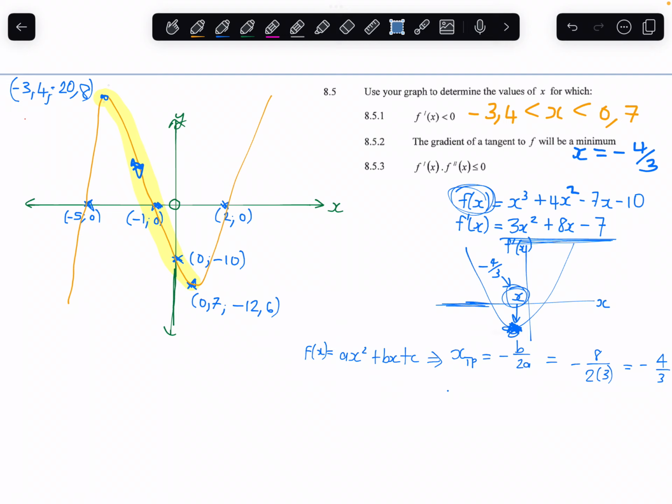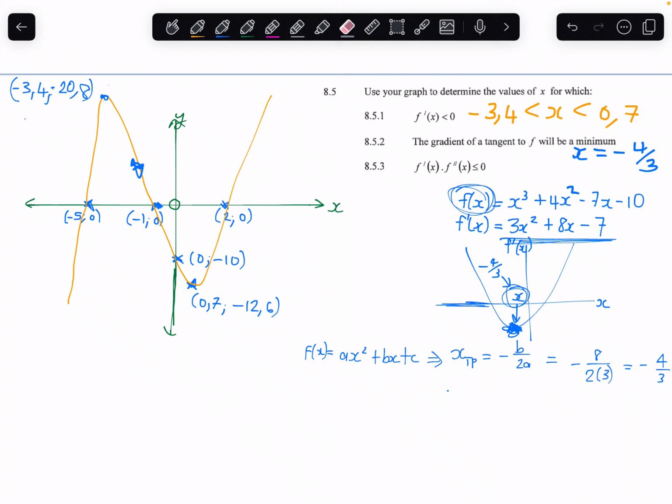Okay, right. So the last question says: the values of x for which f prime x times f double prime x is smaller than or equal to 0. Interesting things happening. So we're looking for the places where the values of f prime x times the values of f double prime x are going to be smaller than or equal to 0.